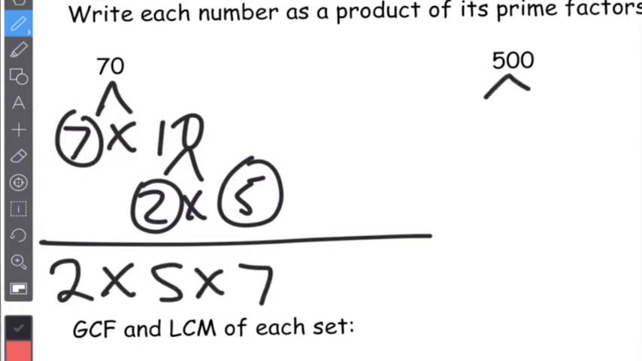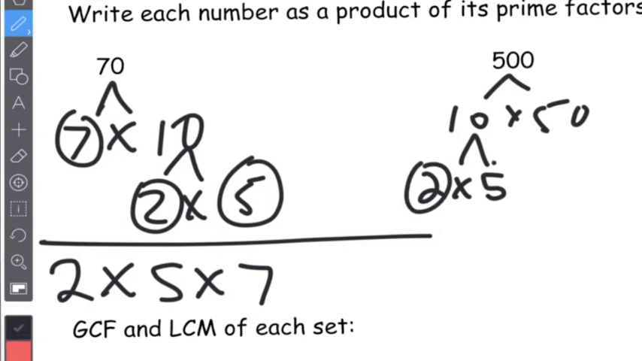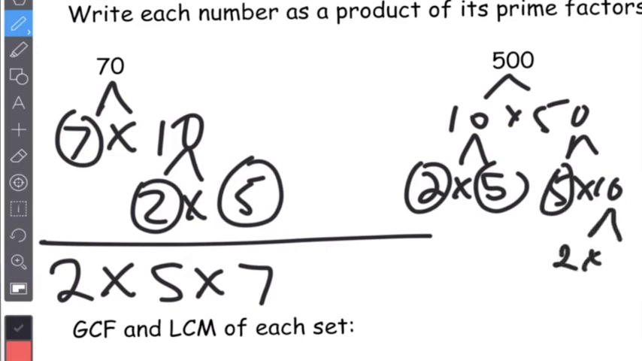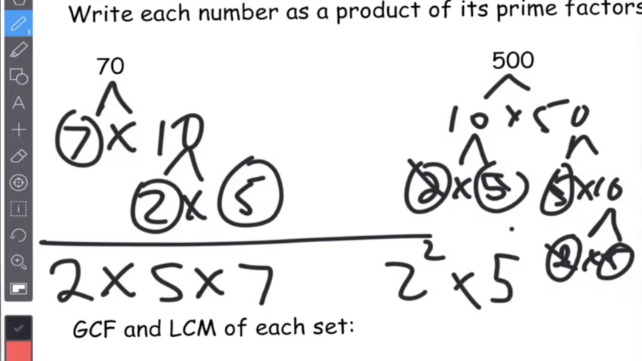500, I could do 10 times 50. 10 is 2 times 5. I'm going to circle them. 50 is 5 times 10. Circle the 5. And 10 is 2 times 5. Now in this one, I look at the 2s, I see 1, 2, so it's 2 squared, times 1, 2, 3, three 5s, so it's 5 cubed. So it's 2 squared times 5 cubed.